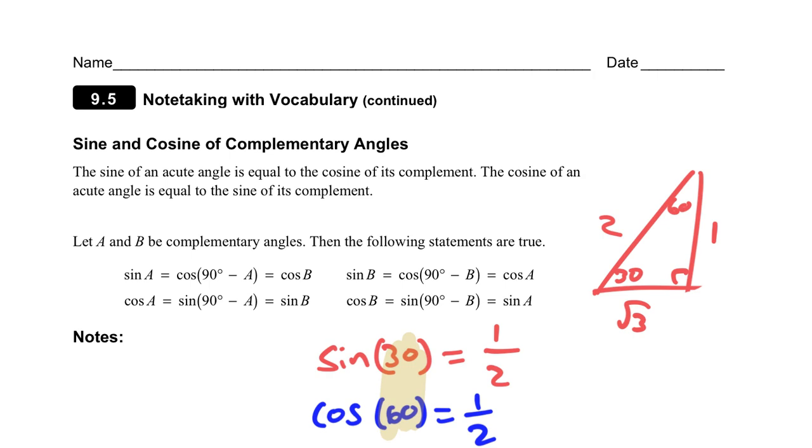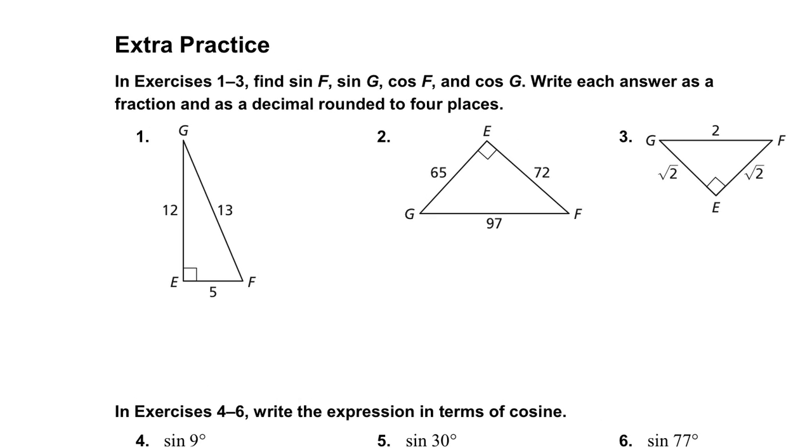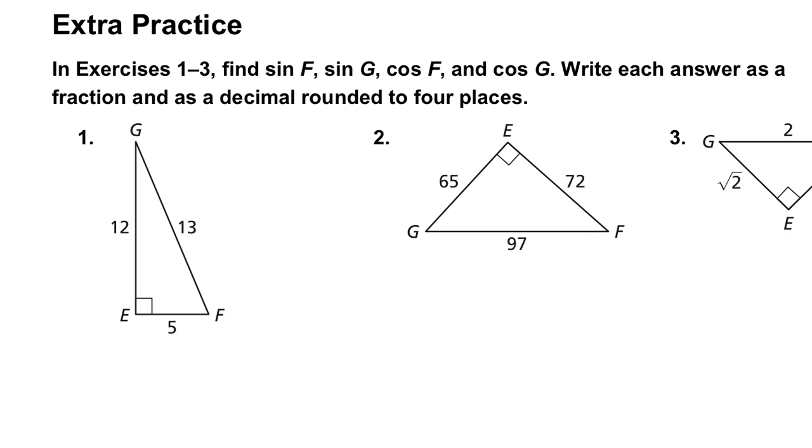So let's go ahead and do some example problems. I'm not going to do all of this right here, but let's at least set some of it up. This says we're going to find the sine of F, the sine of G, the cosine of F, the cosine of G, write each answer as a fraction and as a decimal rounded to 4 places. I'm not going to do the decimal. I'm just going to write the fractions because I think that will be more helpful in our situation.